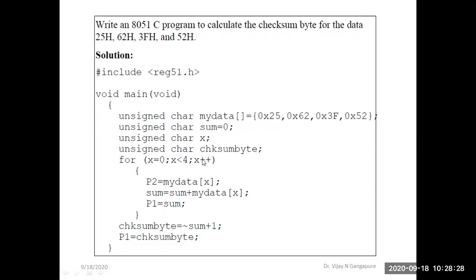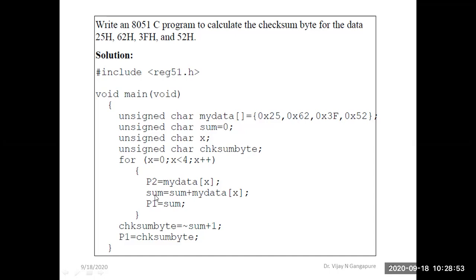Next time x will get incremented by 1 and the condition will be checked again. Now x becomes 1, the condition is true, and the loop will be repeated. Now P2 = mydata[x]; x has the value 1, so mydata[1] means the second element in mydata, that is 0x62, which will get displayed on the port.